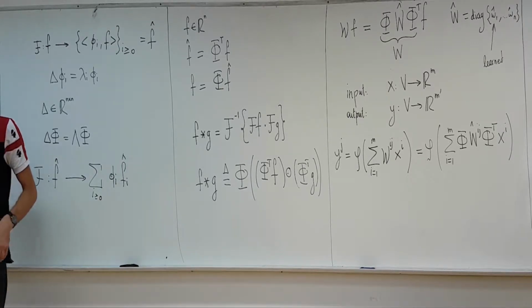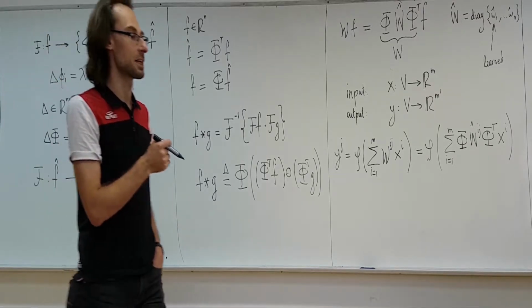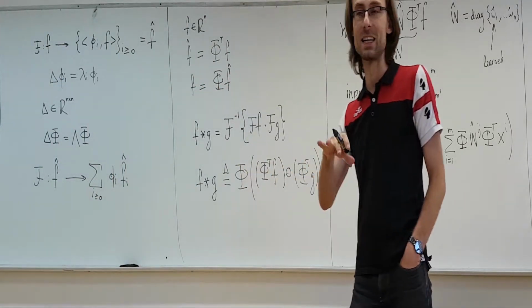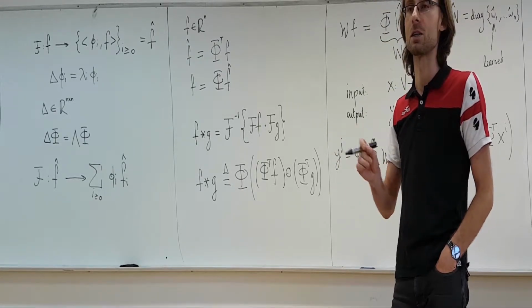Because you don't have convolution. Well, because you can only define convolution in space. We'll see how to do it in space. So, and phi is what transforms you from the frequency domain? So phi is the non-Euclidean analog of the Fourier basis. Okay, instead of the complex exponentials, you have the eigenfunctions of the Laplacian.